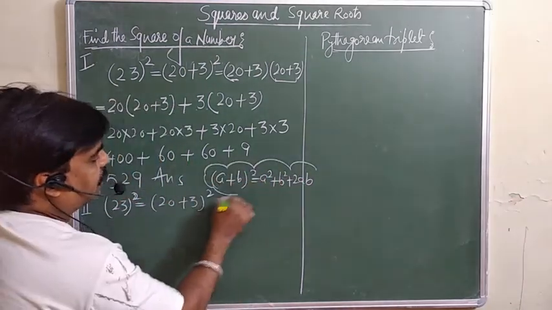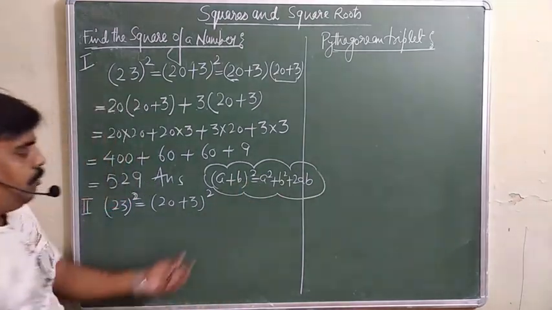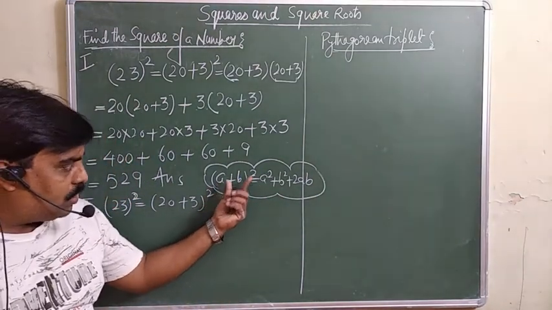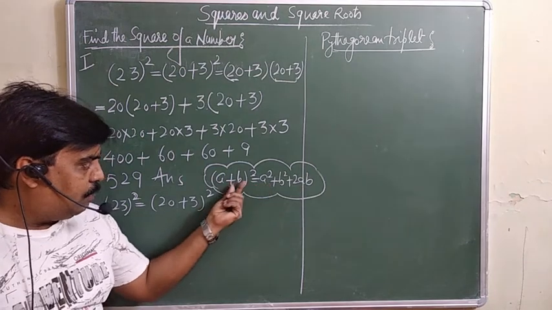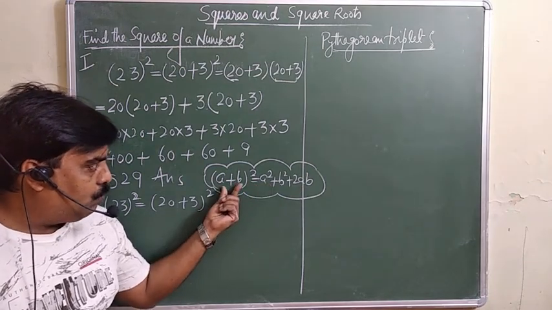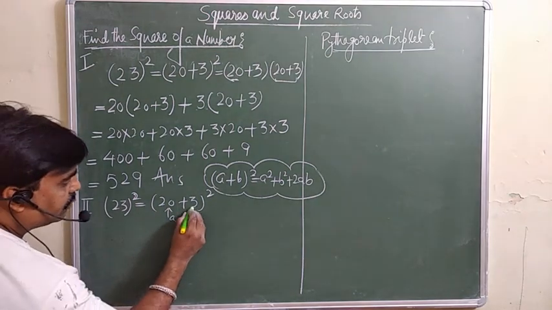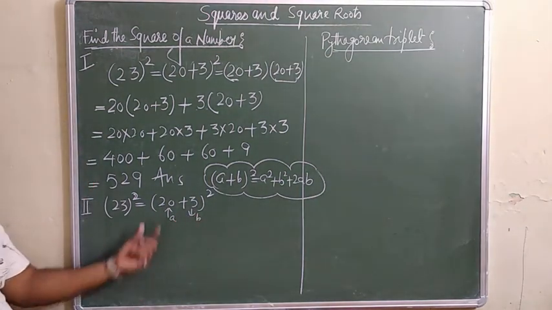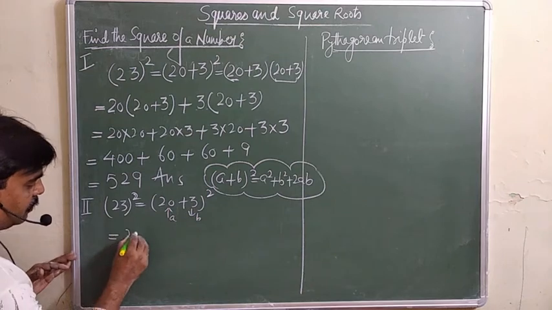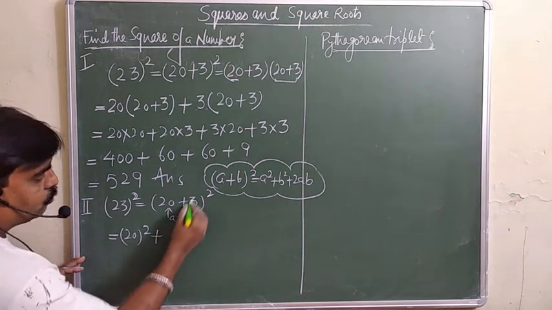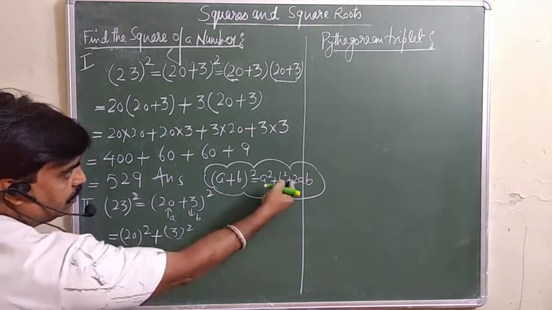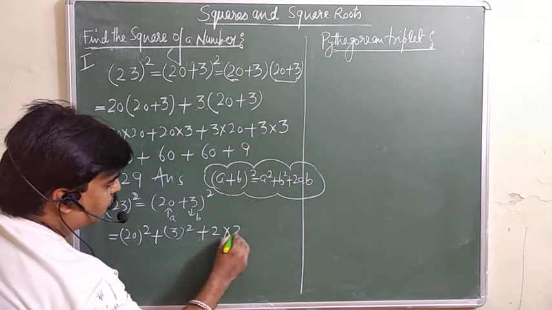This is your identity. Means अगर कोई भी नंबर टू नंबर्स का सम का स्क्वायर है तो फर्स्ट टर्म स्क्वायर प्लस सेकेंड टर्म स्क्वायर प्लस 2 into फर्स्ट into सेकेंड. You can assume this is A, this is B. So A square means 20 square plus B square means 3 square plus 2 into A, 20 into B is 3.